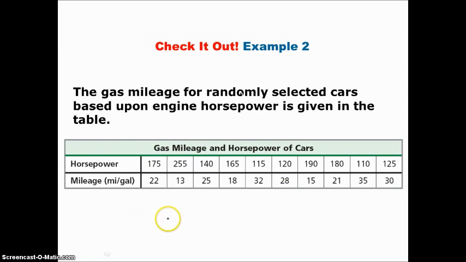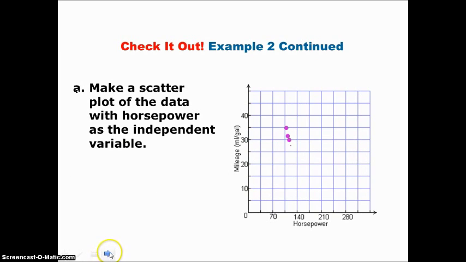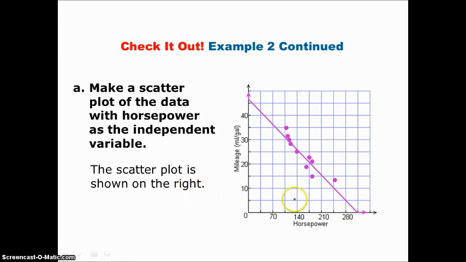Let's try another one. The gas mileage for randomly selected cars based upon engine horsepower is given by the table. So we'll call horsepower our X's and mileage our Y's. Let's look at the scatter plot. It looks like it's going to be a negative correlation. It looks like the bigger the engine, the worse the gas mileage.